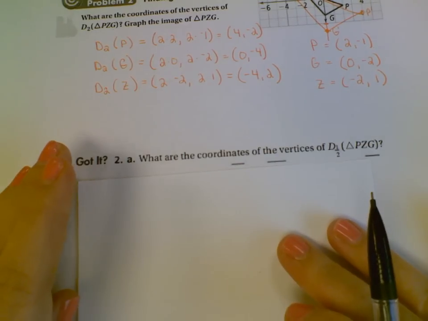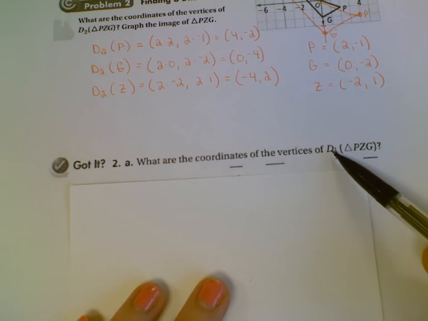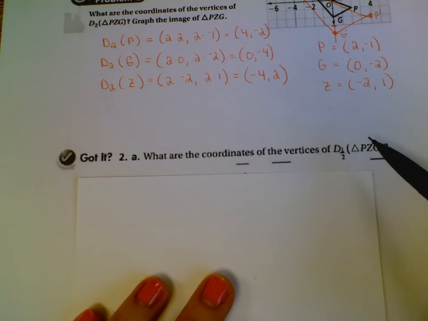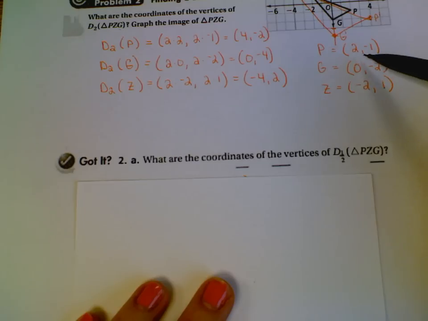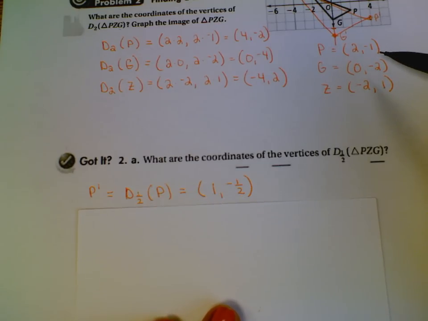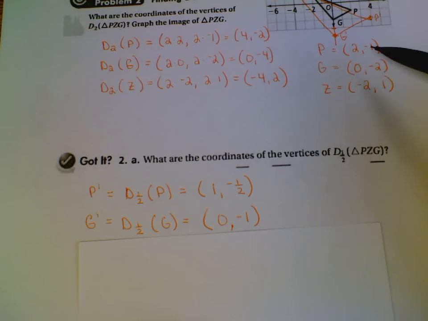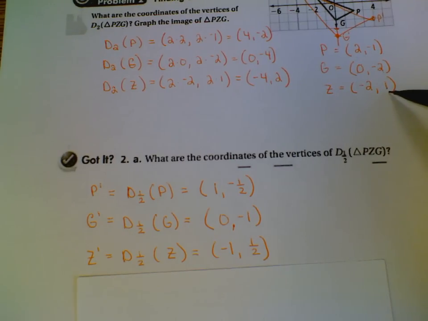In the guided question, it's asking what are the coordinates of the vertices when you dilate that triangle by a half. That's what all that notation is telling you to do. Again, I took all of these original coordinates and multiplied them all by a half. P prime should be 1, negative 1/2. G prime should be 0, negative 1. And Z prime would be negative 1, 1/2.